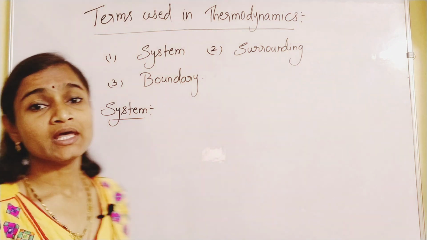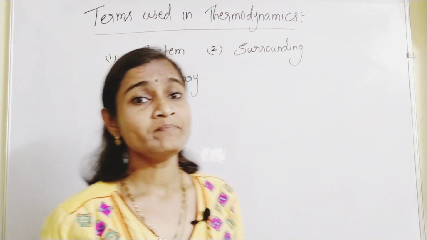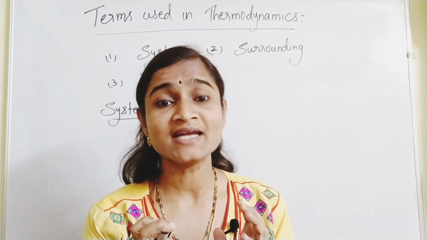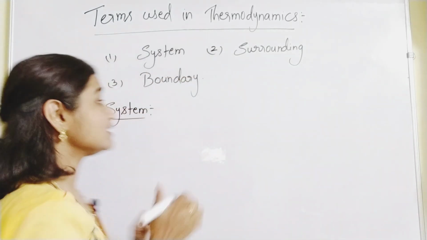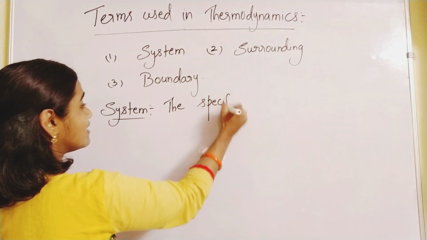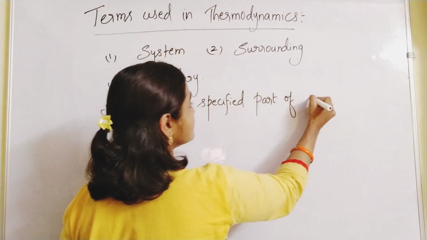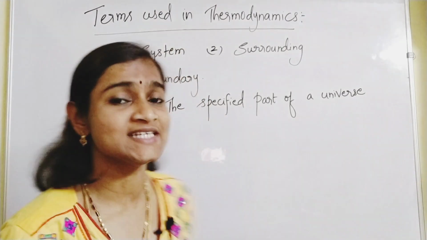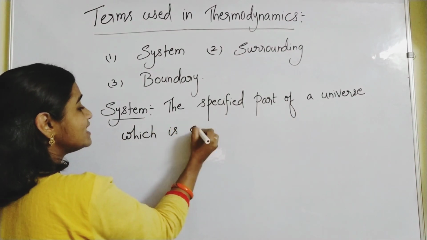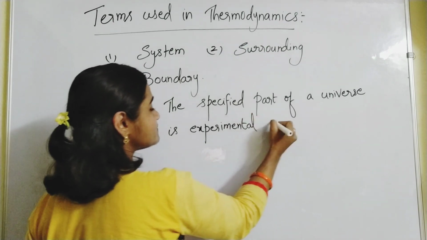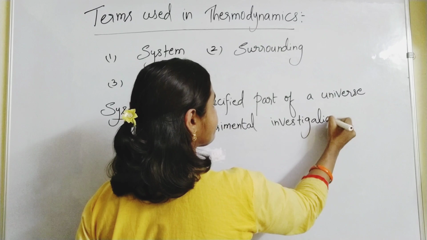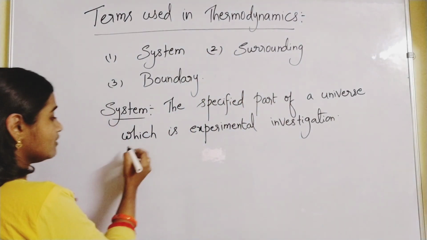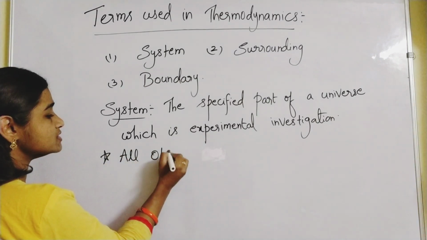system? In thermodynamical terminology we come across the word system. The word system stands for any part of the thermodynamical process which is under investigation. So system is defined as what? The specified part of a universe, actually speaking. A specified part of a universe which is under experimental investigation. That means a system is something on which all observations are made. All observations are made on system.